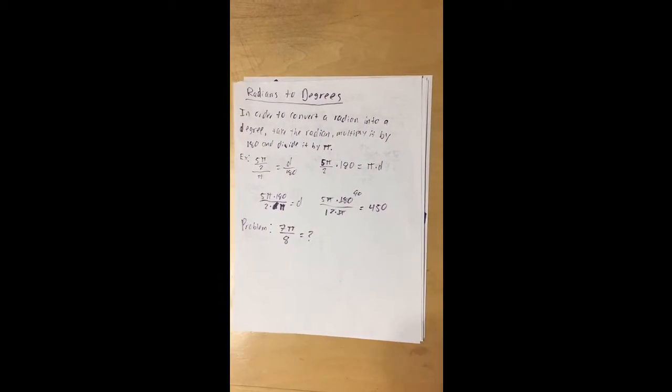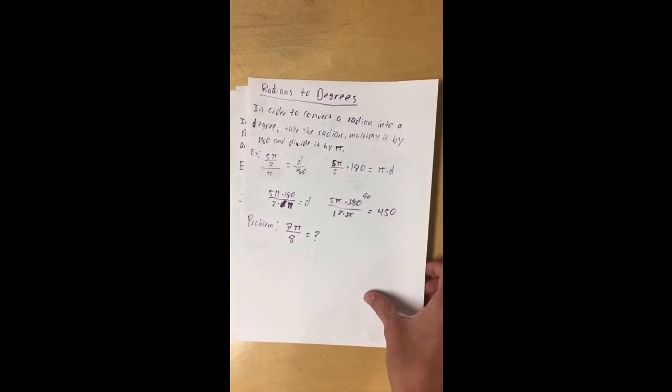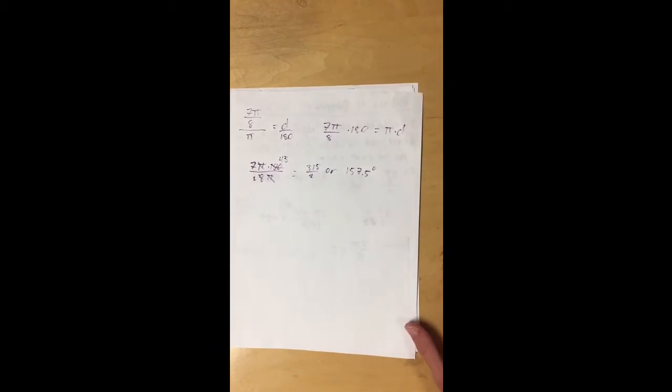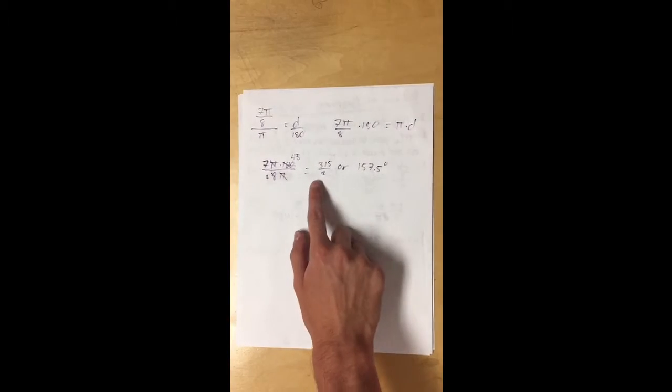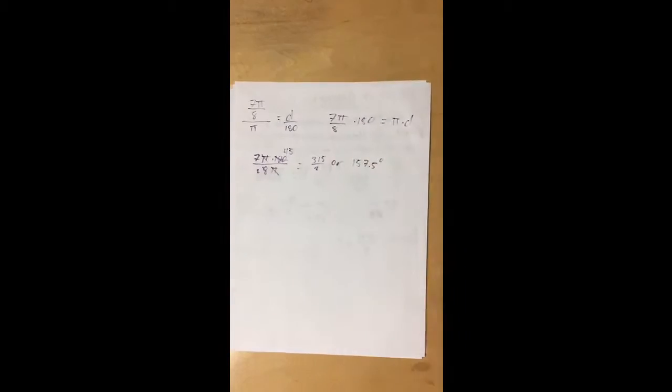Now here's the u-tri. Alright, the answer should be 315 over 2, or 157.5 degrees, and here's the explanation of how I got that.